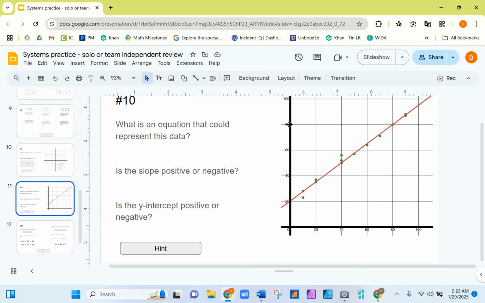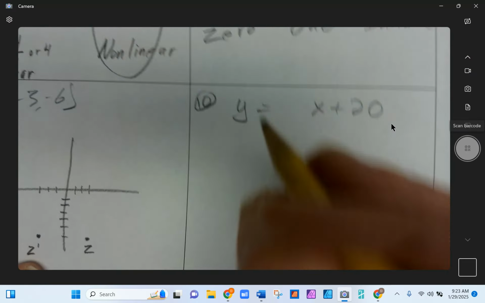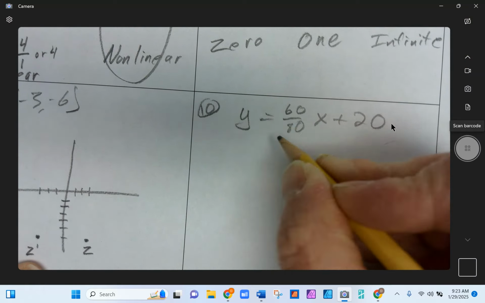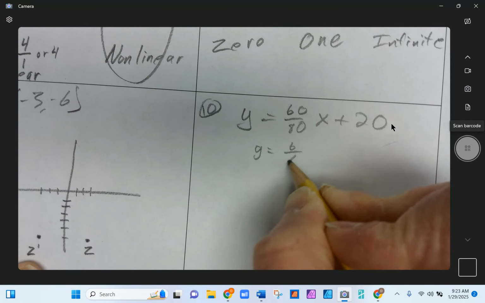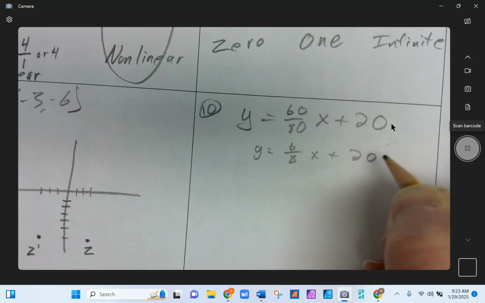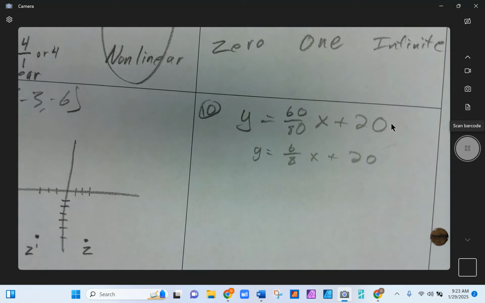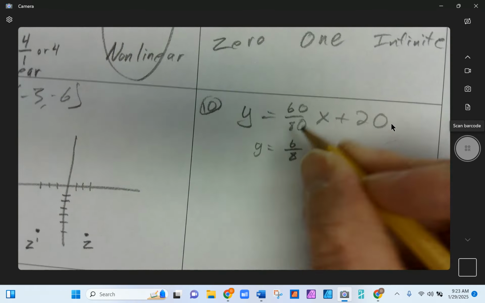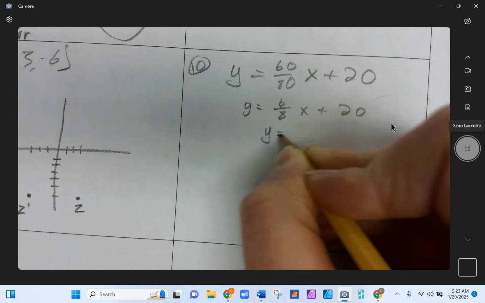And I look at this, right, it's going to go from 20 up here to get 60 divided by 80, right? So up 60 over 80, which is the same as 6 over 8, which is the same as 3/4, right? So let's do that. 60 over 80, which is y equals 6 over 8 x plus 20. Oh, I think I changed this on my answer key. This should be 3/4, 60 over 80, which we can simplify to y equals 3/4 x plus 20.